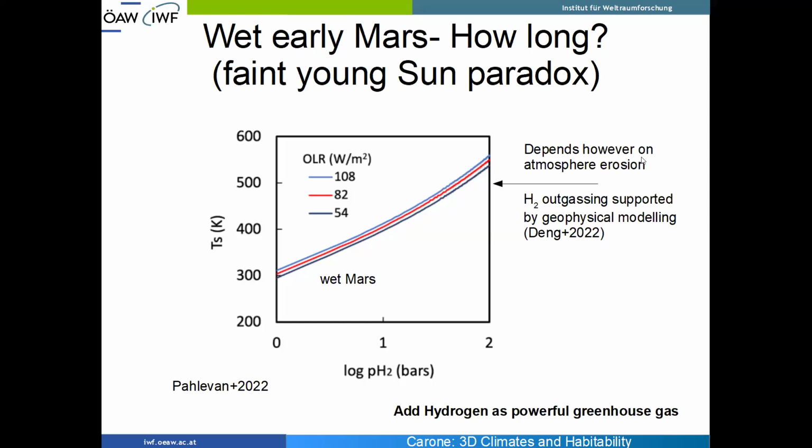However, now it depends strongly on atmospheric erosion. So how long does it actually take to maintain this hydrogen component of the atmosphere that you actually need for surface liquid water? On the other side, from the geophysical part, it has also emerged in the past years that the smallness of Mars and the mantle state, which is more reducing, tends to promote H2 outgassing from the mantle. So there is some evidence also from the geophysical science that hydrogen might here be the solution for the young sun paradox, because pure 3D climate simulation with CO2 doesn't do it.